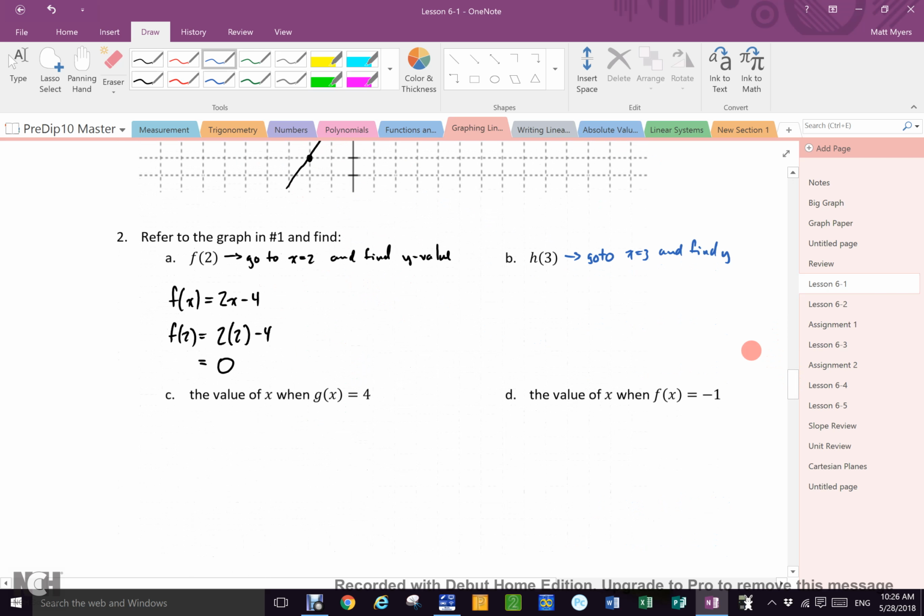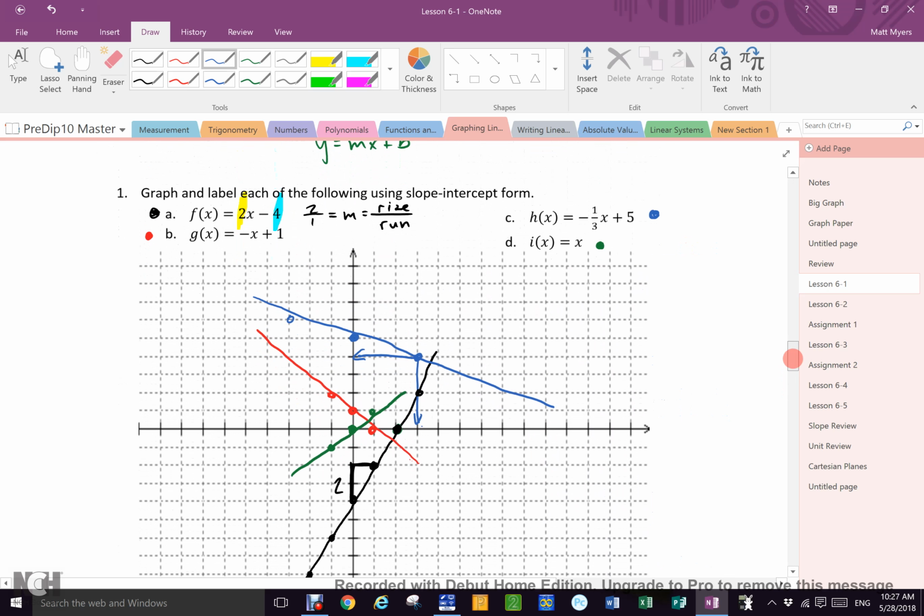How do I do that algebraically? The h of 3, and the h function was negative 1/3 x plus 5, correct? What goes in for x now? 3. Negative 1/3 times 3 plus 5. What happens to the 3's? Cancel. Negative 1 plus 5 is 4, which we knew was the right answer. Is everybody good? Great.